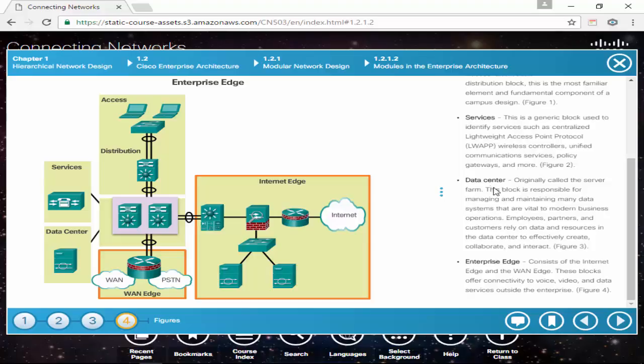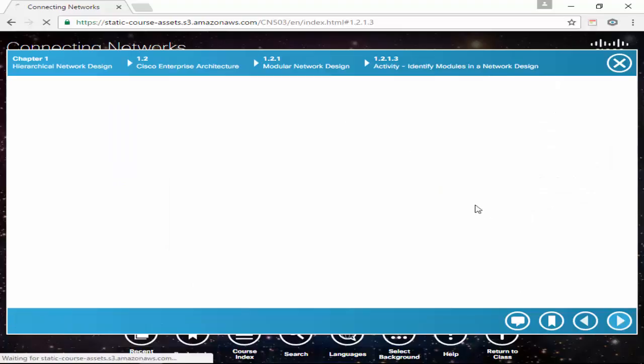Data center, originally called the server farm. This block is responsible for managing and maintaining many data systems that are vital to modern business operations. Employees, partners, and customers rely on data and resources in the data center to effectively create, collaborate, and interact. The enterprise edge consists of the internet edge and the WAN edge. These blocks offer connectivity to voice, video, and data services outside of the enterprise.